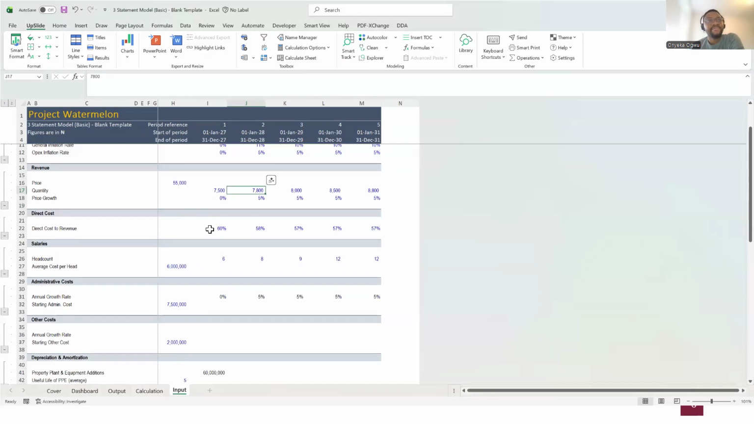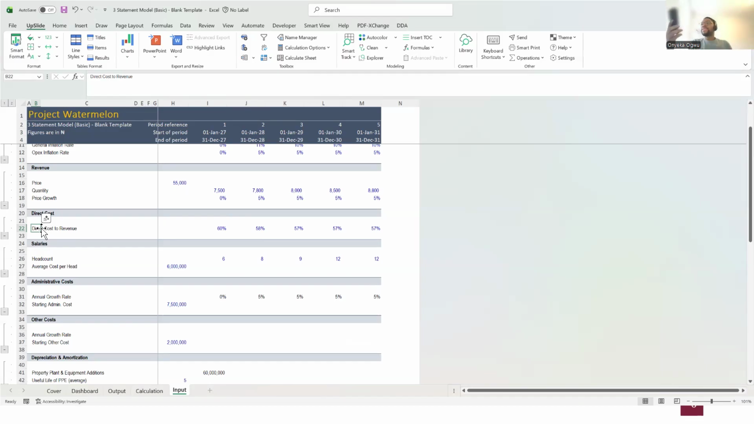Okay. So the next thing is direct cost. And for direct cost, the assumption they give us is direct cost to revenue. Direct cost means pretty much the cost of production, cost of sale, cost of goods sold. There are different terminologies. Although in practice they can mean different things, generally speaking, they all mean the same thing.